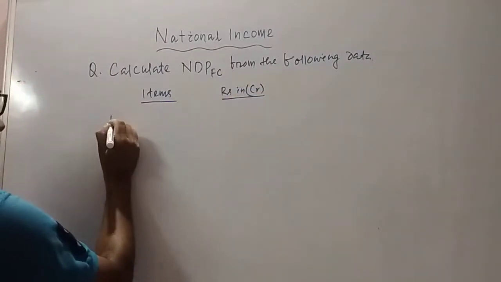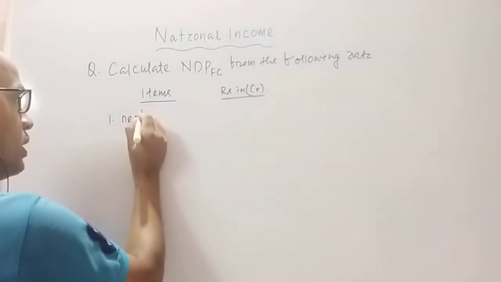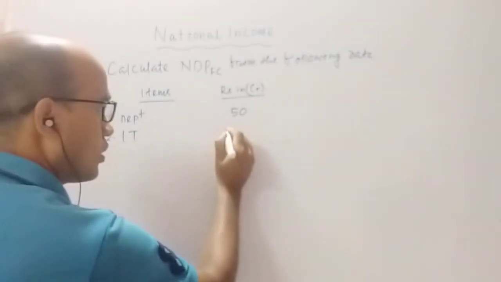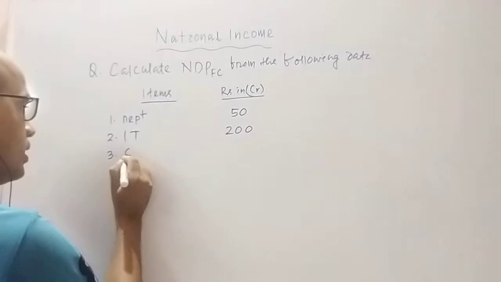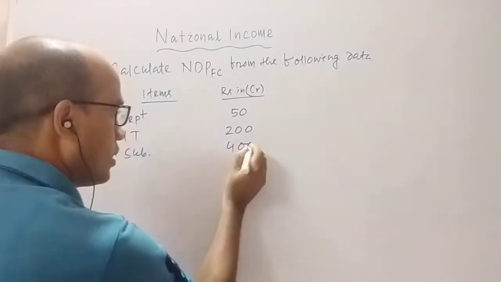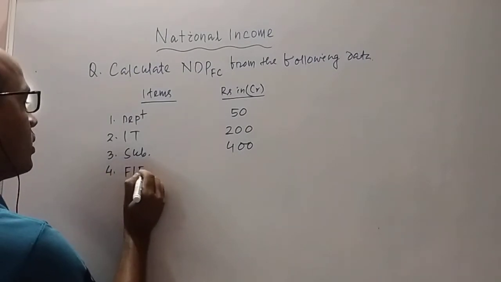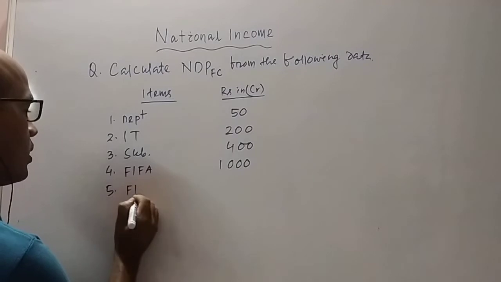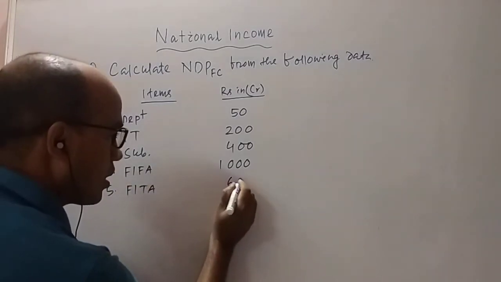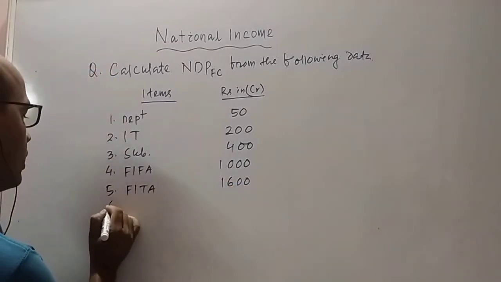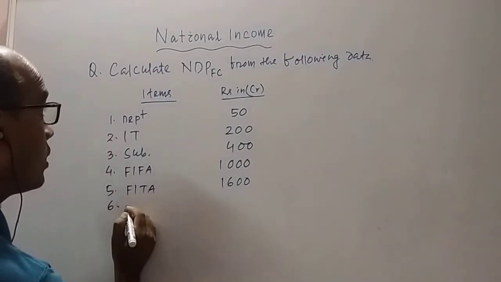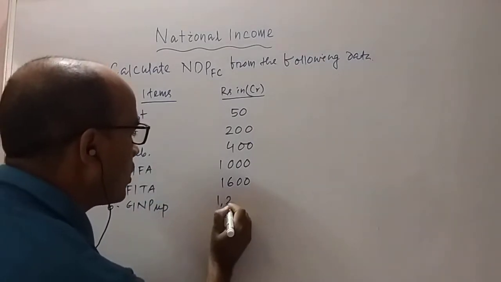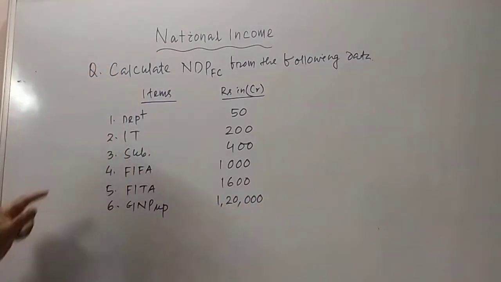Okay, first one, depreciation 50, indirect tax 200, subsidy 400, FIFA 1000, okay, FITA 1600, GNPmp 1,20,000. Okay.